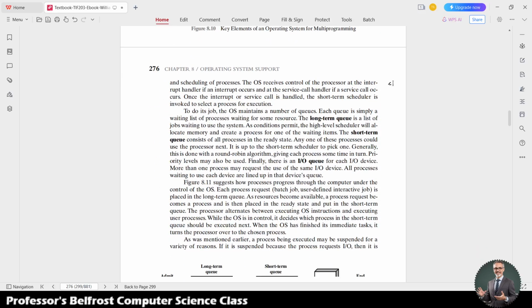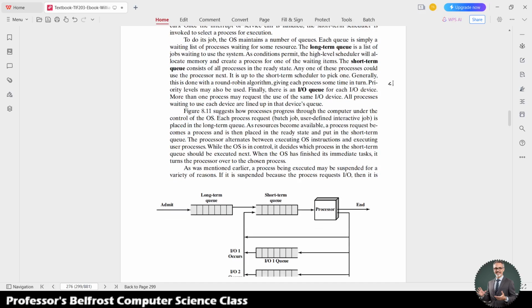Okay, so we're discussing how the OS, to do its job, maintains a number of queues. Each queue is simply a waiting list of processes waiting for some resource. First, we have the long-term queue, which is a list of jobs waiting to use the system. We have the short-term queue, which consists of all processes in the ready state, mostly handled with the round-robin algorithm. And then we have an IO queue for each IO device.